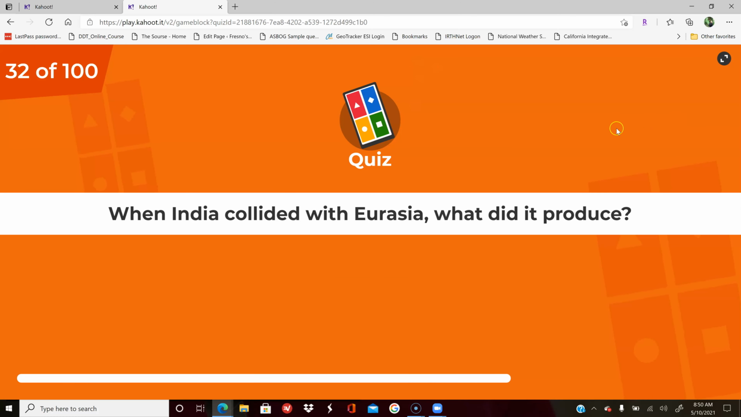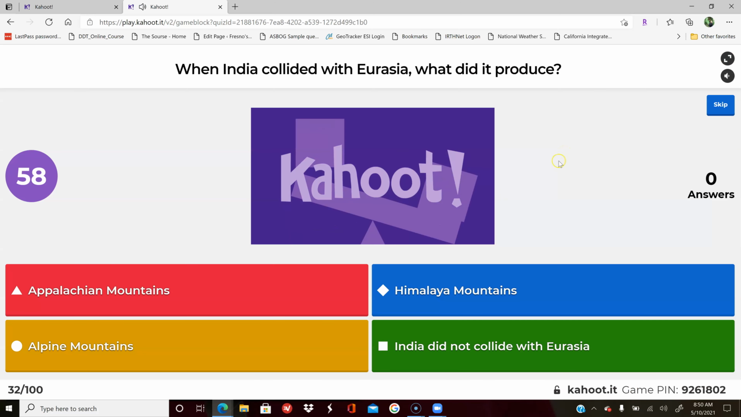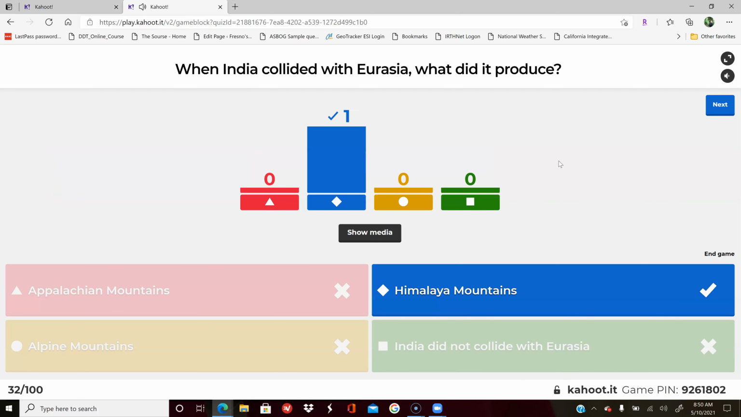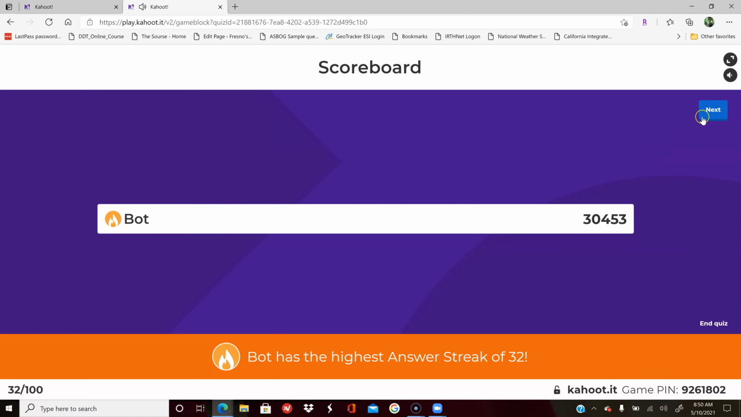When India collided with Eurasia, what did it produce? The Appalachian Mountains, the Himalaya Mountains, the Alpine Mountains, or India did not collide with Eurasia? The Himalaya mountain ranges. So India collided with Eurasia and created the Himalaya.